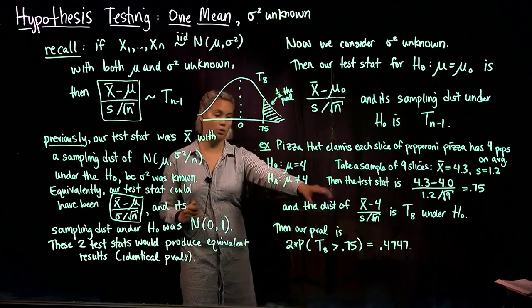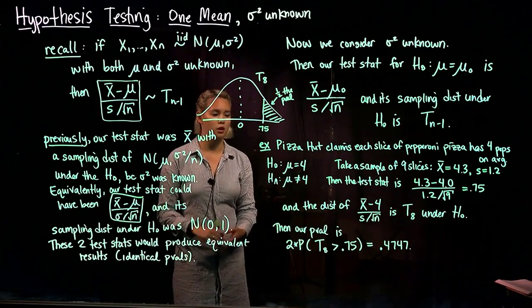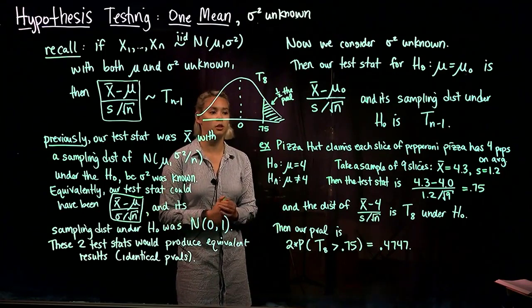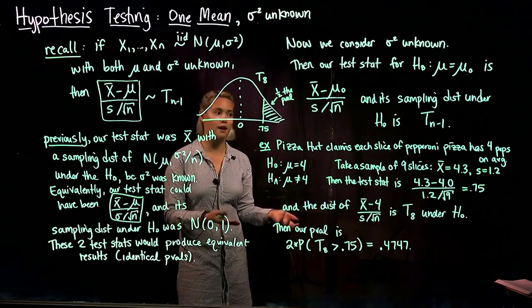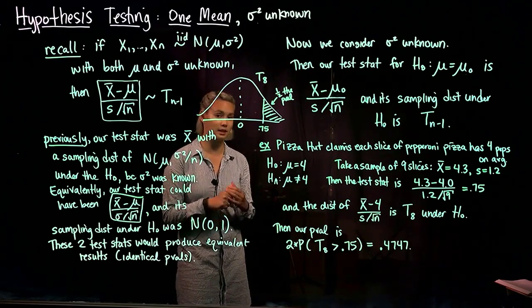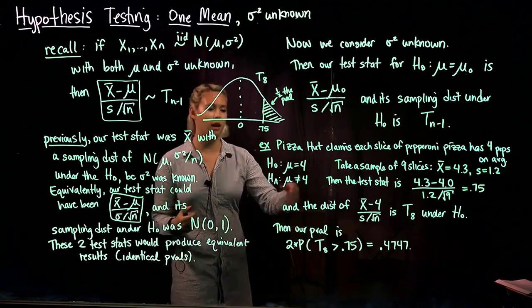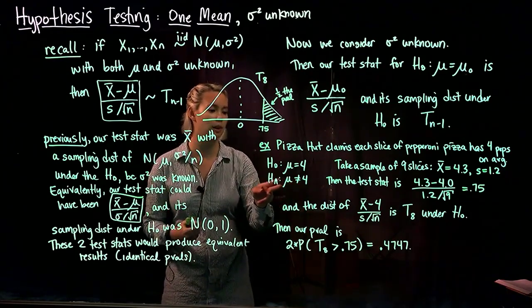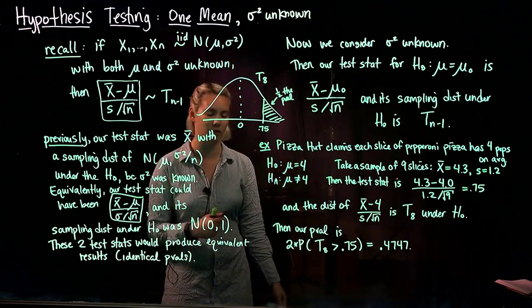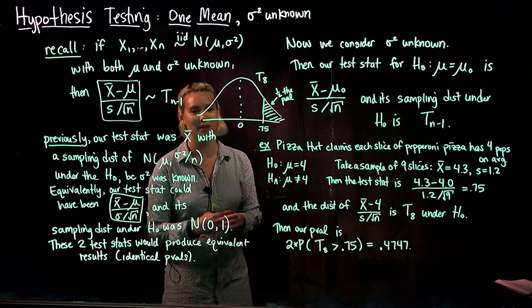All right, so it looks like because we have a pretty big p-value, we don't have very much evidence against the null hypothesis. So in most settings, we would not be rejecting the null hypothesis here. So in other words, we did not find evidence that the mean number of pepperonis on a slice of pizza is something different than 4. So we'll just go ahead and say, okay, we don't have evidence to reject the null hypothesis, so we'll just keep living in this world that says mu equals 4. In other words, the mean number of pepperonis on a slice of pizza is 4.